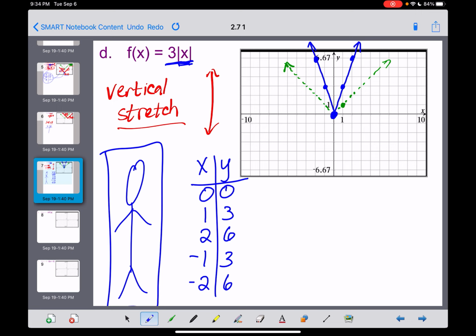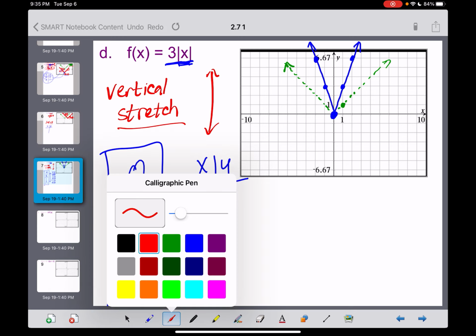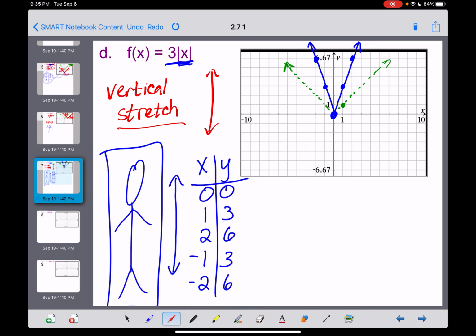Okay, so now I'm still seeing the V shape that we had before, but if you look back over here at my stick figure, I'm hoping you guys can see what happened. That green graph has been stretched vertically. It is now 3 times as tall as it was before. Now, how does that actually show up in the graph? One thing that I want to point out right here, guys, the slope of the original green ray was 1.